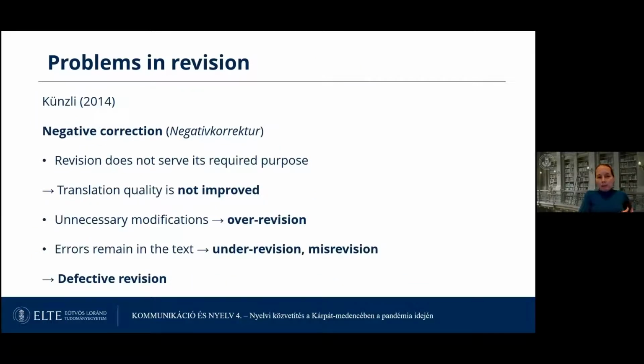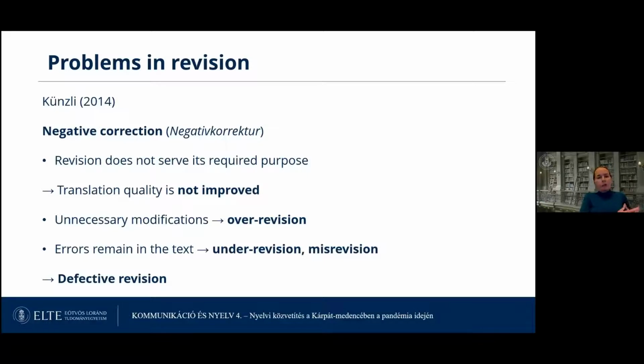There may, however, occur problems in revision. Künzli talks about negative correction when revision does not serve its required purpose. Translation quality is not improved when the reviser employs unnecessary modifications, and then we talk about over-revision, or errors remain in the text. We talk about under-revision or mis-revision. Under-revision is when not all errors are eliminated from the text, or the reviser introduces new errors into the text, or employs incorrect modifications.